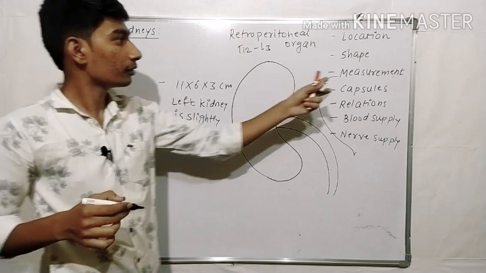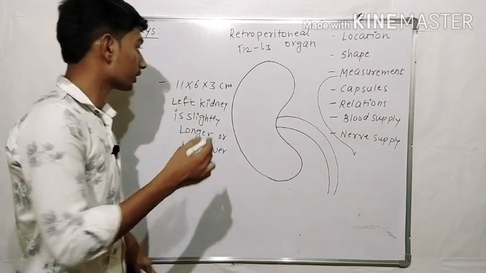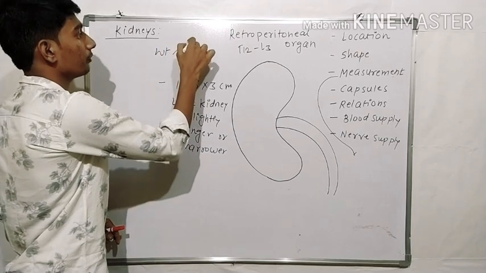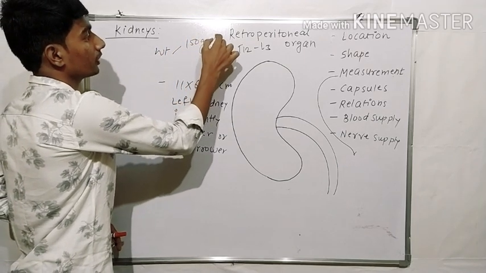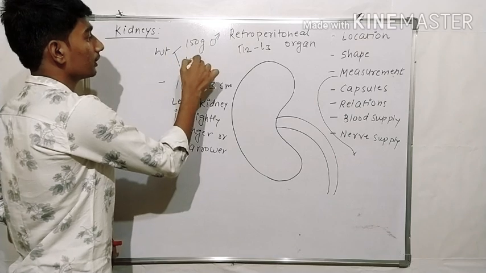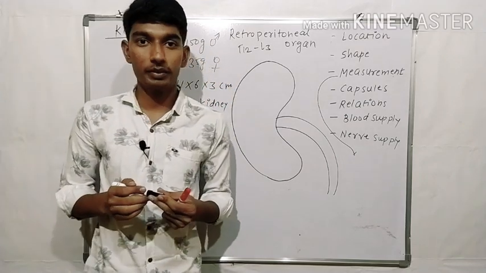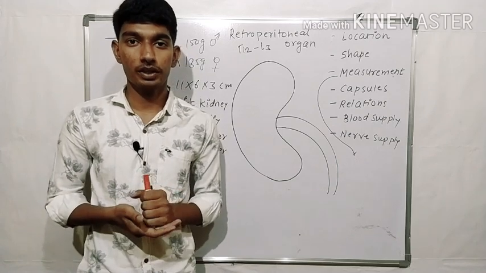This is about measurement. Now coming to the weight of the kidney. The kidney weighs 150 gram in males and 135 gram in females.